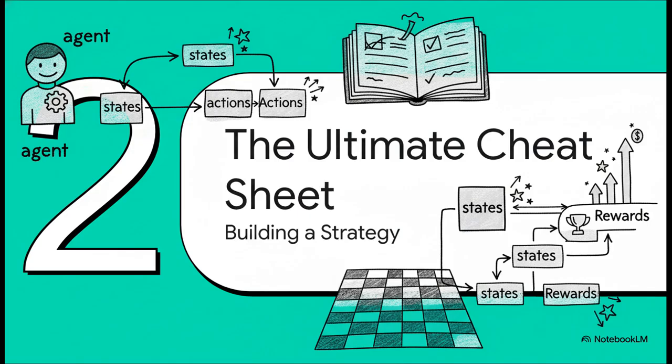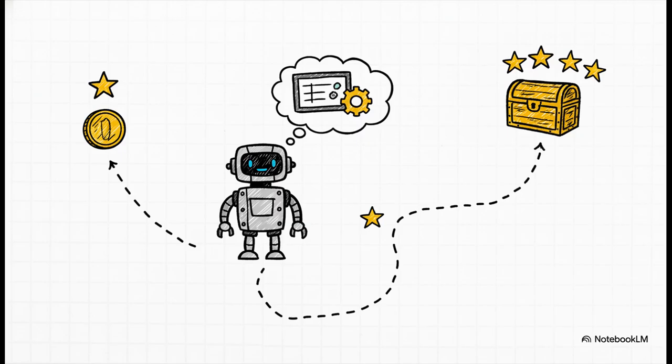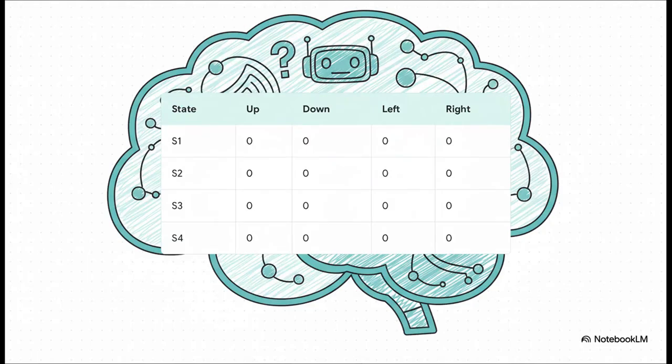Well, it creates what I like to call the ultimate cheat sheet. Let's take a look. So here's the main idea. The robot needs to figure out how good it is to make a certain move from a certain square. And I don't just mean the immediate reward. I mean the long-term value, the potential for all the rewards it could get down the line. It needs a scoring system. And this is that system.